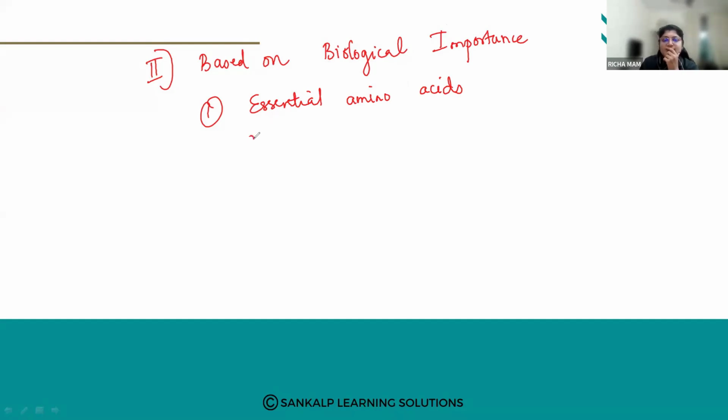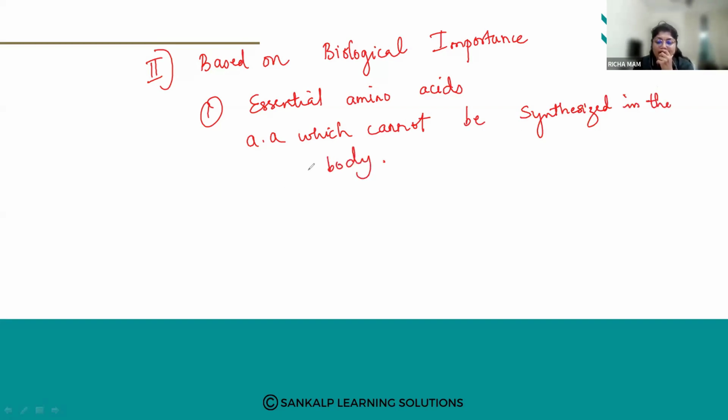So what are essential amino acids? Amino acids which cannot be synthesized by our body, and which should be obtained through diet. So you have to take them through diet. Such amino acids are called essential amino acids. Essential amino acids are those which cannot be synthesized in our body. We have to obtain them through the diet.